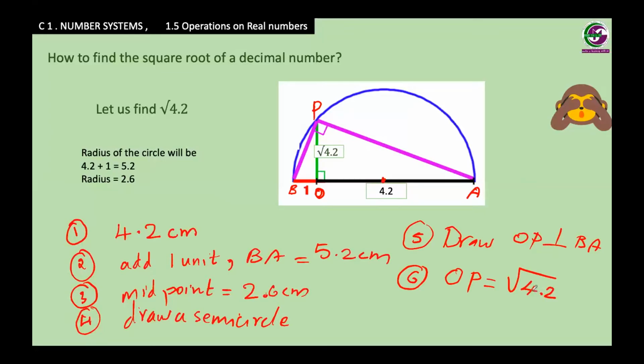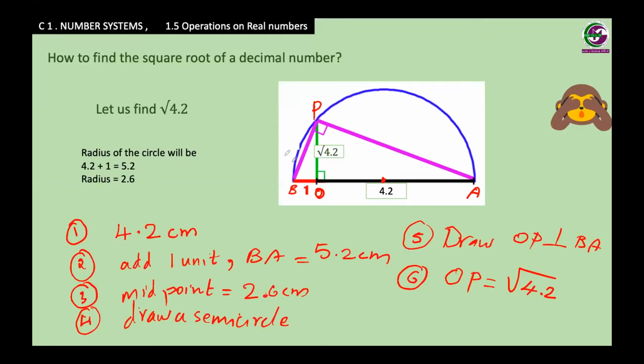Simple. So I marked it by 6 steps, but it's easy. Quickly, first of all, we take the number without the square root, 4.2, as the measurement. Add 1 unit. Then find the middle of it. Draw a semicircle. So far, this is just like a game or just like having fun. And then using your protractor, you can draw a perpendicular line at 90 degrees from the point O until you touch the semicircle. And then measure what is from O to P, you will get the answer.